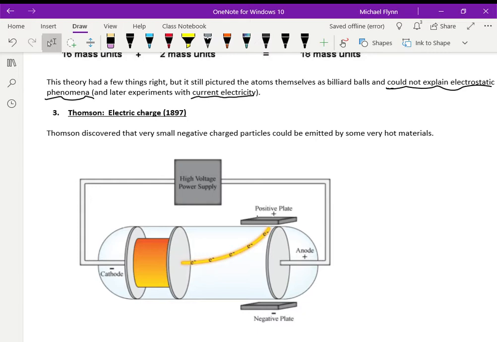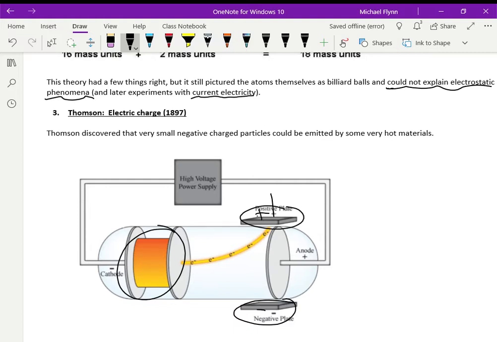Thomson, and what he did was he conducted this experiment where you would heat up this metal here to a high temperature, and it would release particles that were known to be negative. The reason why they're known to be negative is he attached a battery to this positive plate here, so it's positively charged, and there's a negatively charged plate down here. And then what happened was the particles, whatever they were, attracted to the positively charged plate. Now, opposites attract in electricity.